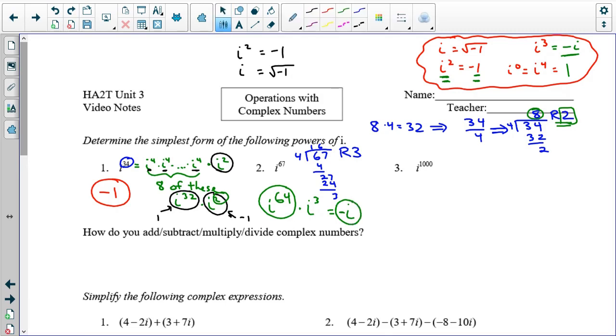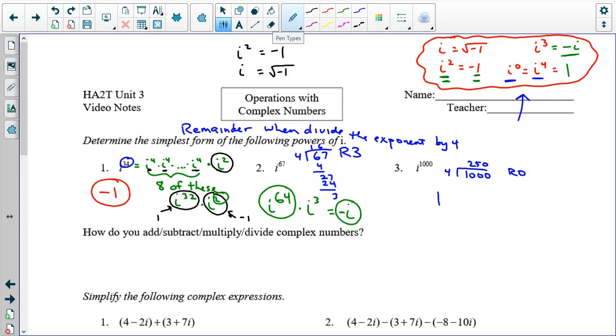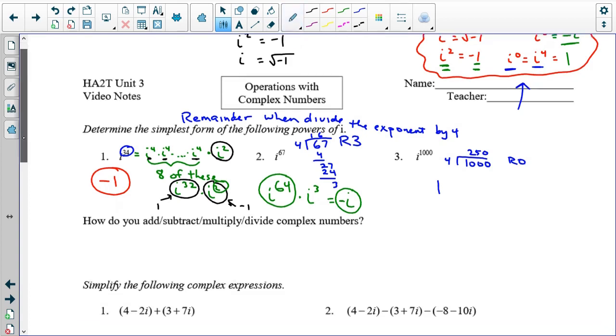Likewise, if I have i to the 1,000th, 1,000 divided by 4 is 250, and there is no remainder. So because there is no remainder, that means I would have i to the fourth or i to the 0. So my final answer is 1. Essentially what you do here is you look for the remainder when you divide the exponent by 4. Whatever the remainder is, that's not quite your final answer, but you can then look at what all of these i's mean, and that can give you the final answer.